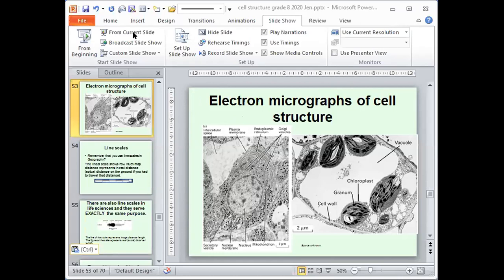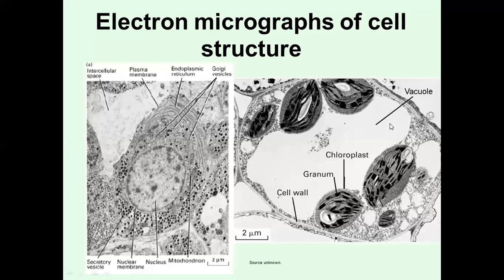But now we're going to start a new subsection within the cell structure. And this is a section where we're going to talk about line scales, or scale lines, or scale bars. And hopefully on many of the electron micrographs that we've looked at so far, you will have noticed these little scale lines or line scales.